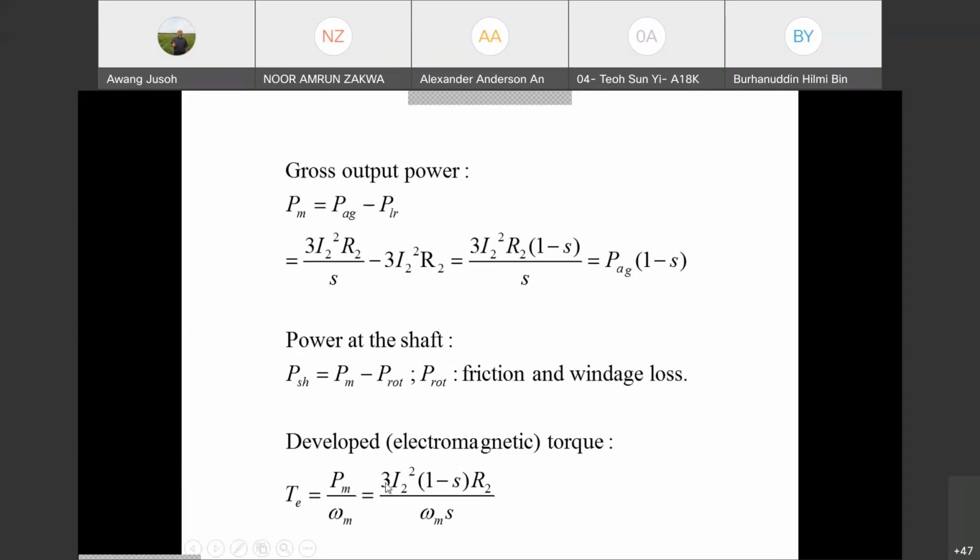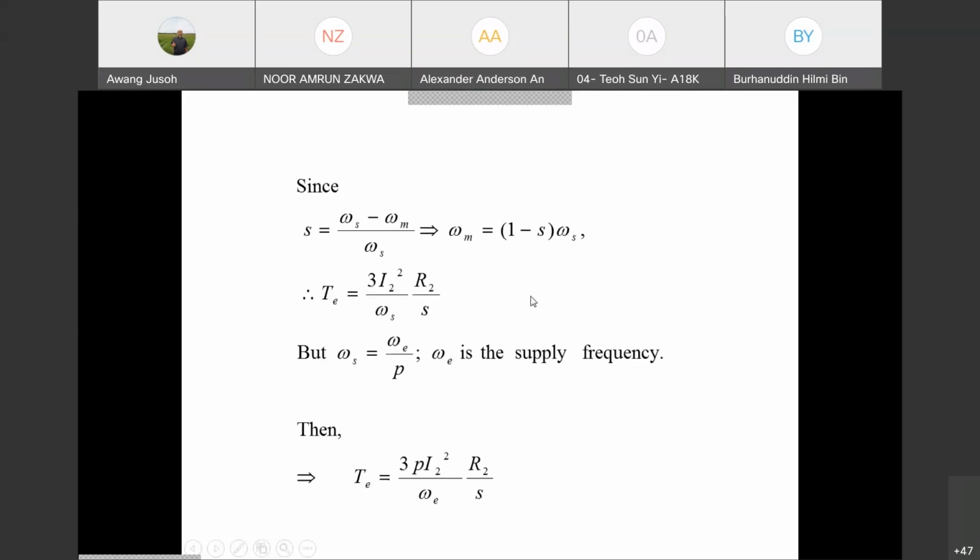P mechanical, you have this formula: P mechanical divided by the mechanical speed. P_M, omega_M is (1 minus s) omega_s, that gives the omega. The same if you want to represent it in omega_s, you can put it like that. So the torque can be shown by P_M over omega_M, and then we know this relationship, omega_M equals (1 minus s) omega_s.